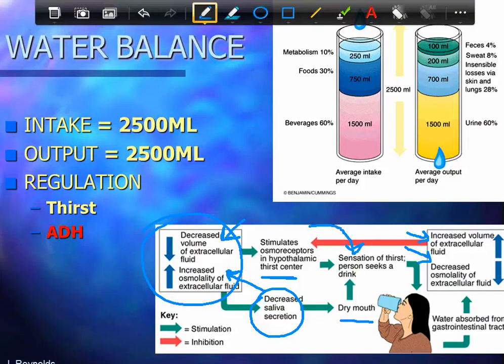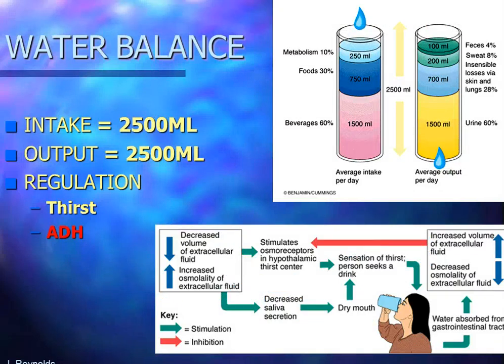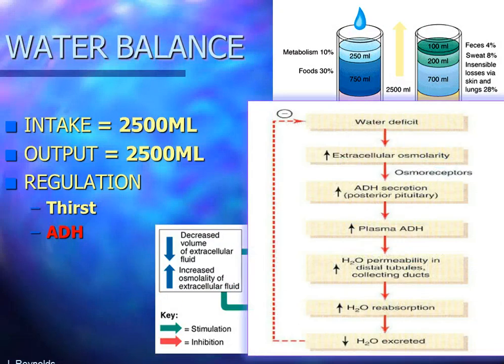Regulation, also notice ADH. ADH is for you to retain water. It's made when you become dehydrated, or when you lose fluid in the body, or when your blood pressure drops. It's made by the pituitary. It tells your kidney tubules, the DCT and the collecting ducts, to become more permeable to water. Water follows the salt. Remember the countercurrent multiplier process. You retain the water in the body. Here's exactly what I just went through on the ADH.